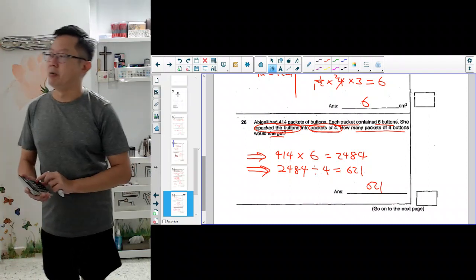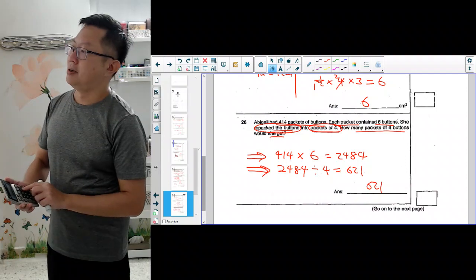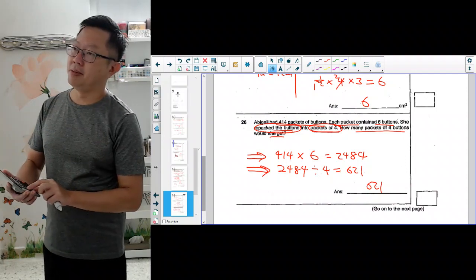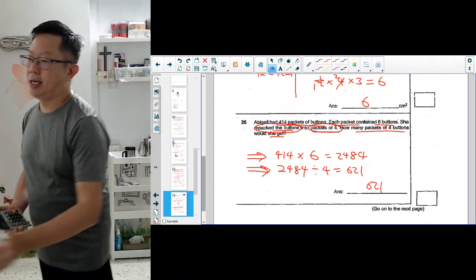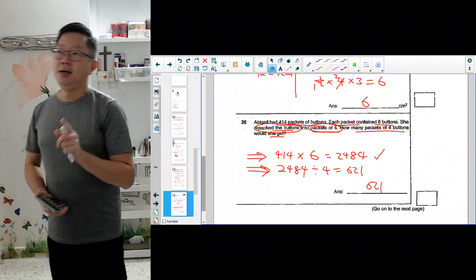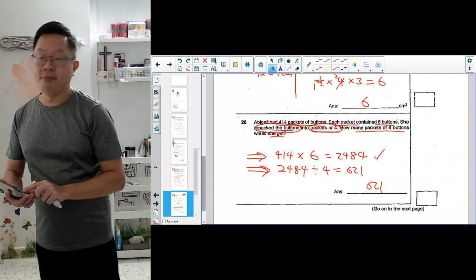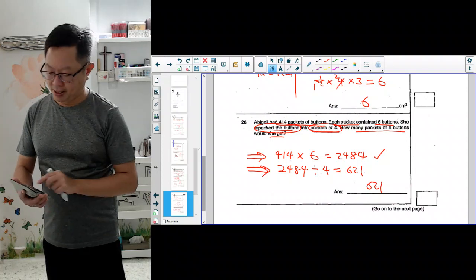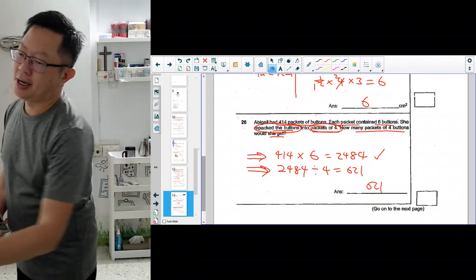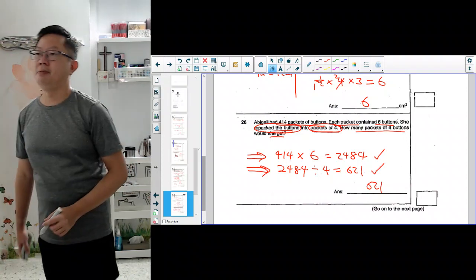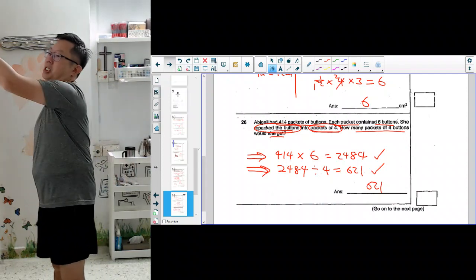Okay, so let me just have a quick check to see that my answers are right. So I have 414 packets times 6 buttons each. I will get so many buttons altogether. Then I take all the buttons and I divide by 4, since one packet has 4 buttons, and I will get 621 packets. Alright, let's go to the next question.